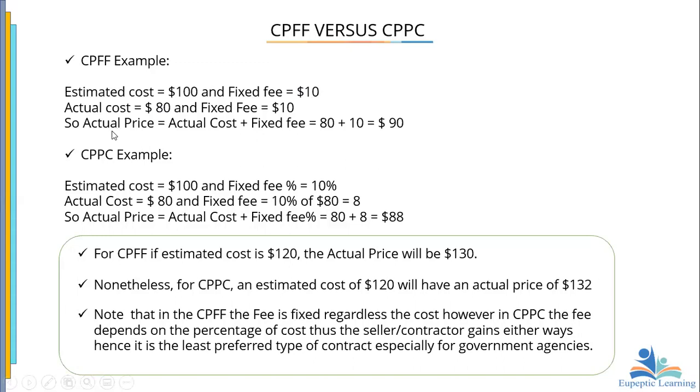Yes. So the actual price is going to be the actual cost plus the fixed fee. So you see, $100 is an estimated cost, but the actual cost is how much was spent on it. So that is $80. And then the fixed fee here is $10. So he's going to get $90.